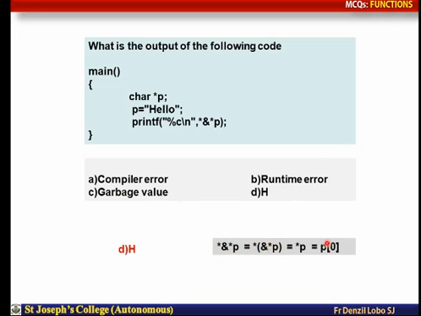Star P is equal to P[0], in this case, because I am going to print percentage c, character. Character means it is going to print only P[0]. What is P[0]? P[0] is equal to H. So it is going to print H. Suppose you were to put %s here, it would have printed completely hello. Since you have given %c, it is going to print only the first letter, that is P[0], or the content at address P. So remember that. Thank you.